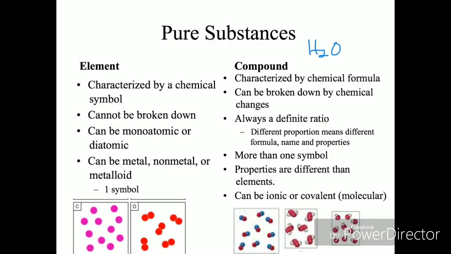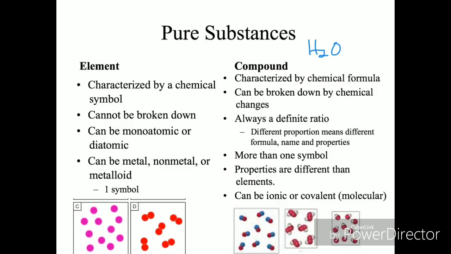Like here, we all know water is a compound. It is formed between the elements hydrogen and oxygen. Now, compounds can be broken down by chemical means, meaning a chemical reaction can break the bonds and separate the compound into its elements. Now, as we discussed earlier, compounds always have a definite ratio of elements.